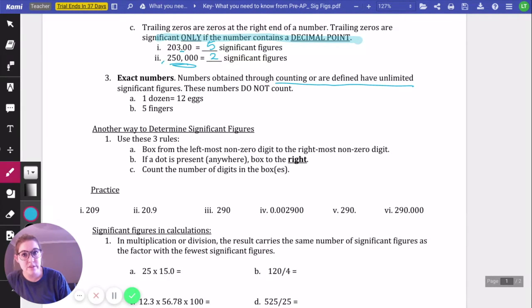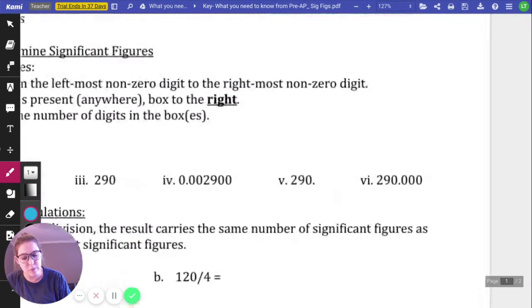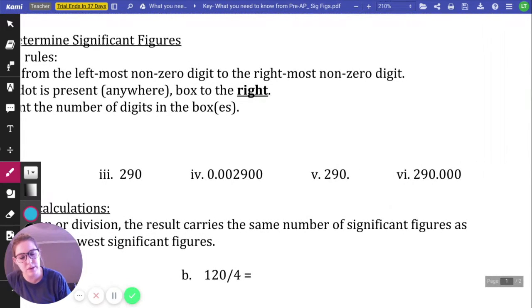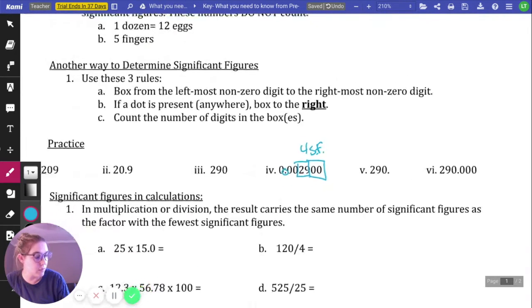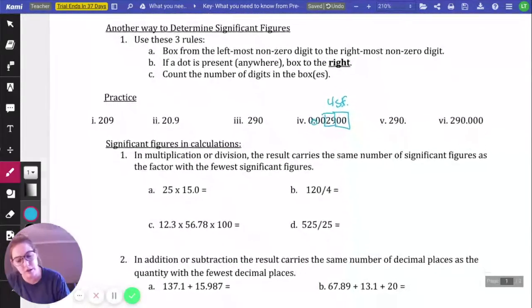I'm going to leave most of these for you guys as practice, but I'm going to do one of them with the box and dot method really quickly. Our leftmost non-zero is 2, rightmost is 9. There is a decimal present, so that means I'm going to continue my box all the way to the right. In my box, there are 4 significant figures. Other than that, I'm going to leave that to you guys to work from there. All right.